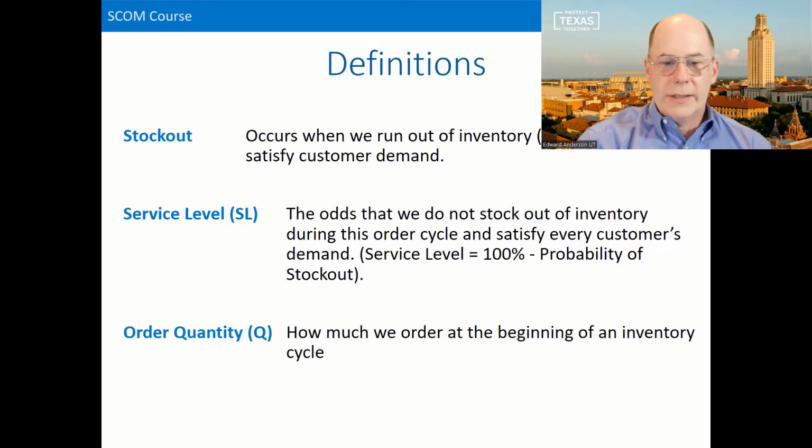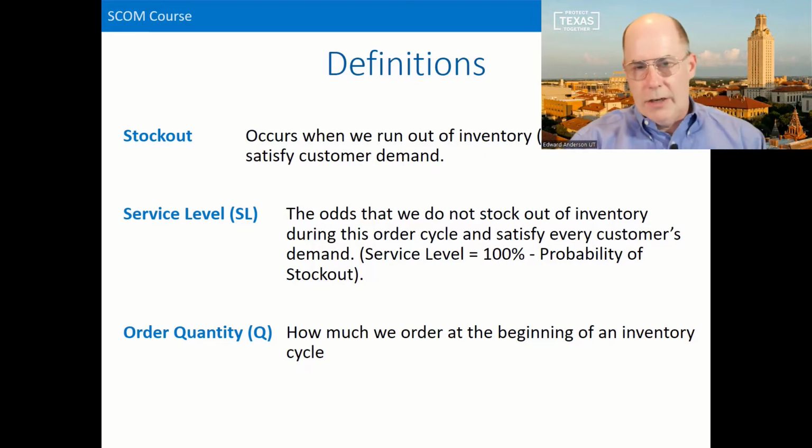Before we begin, some definitions. There's something called a stock out, and that occurs when we run out of inventory, also called a stock, and cannot satisfy customer demand. Whether we are not able to satisfy one customer or 100 customers, it's still a stock out. We just don't have enough inventory. And it's a binary thing. We either have enough or we don't.